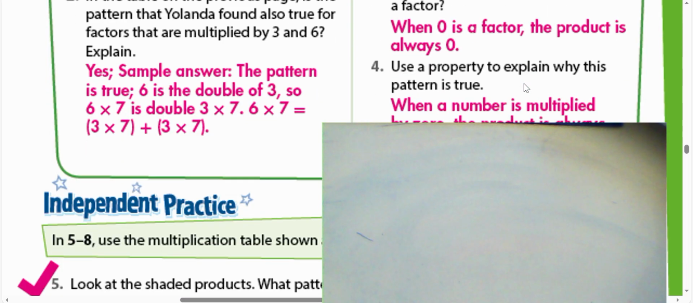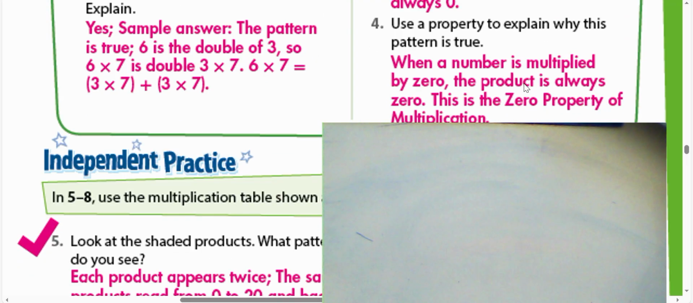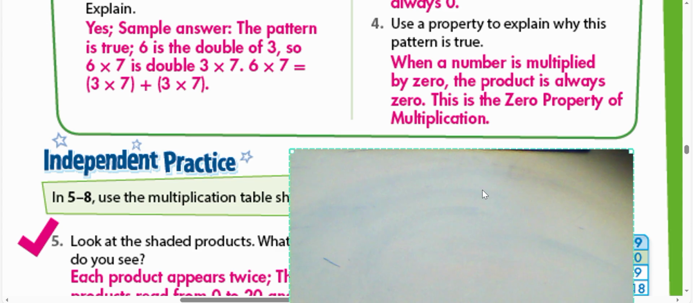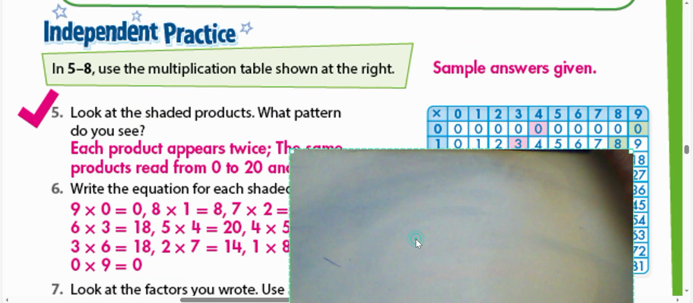Next question. Use a property to explain why the pattern is true. Okay, we can explain about the product. When a number is multiplied by 0, the product is always 0. This is the zero property of multiplication.